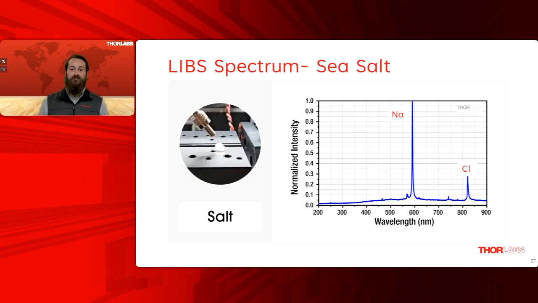And lastly, we also took a look at salt. Now, salt is sodium chloride. It should only have 2 elements, sodium and chlorine, and that's exactly what we see here. That's very promising to see. You'll notice that sodium peak is right there around 580. That's an orange color. And when you're ablating the salt, the whole crystal does glow this lovely orange. Very pretty.